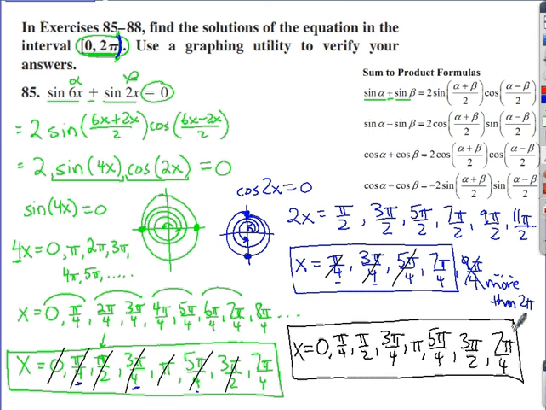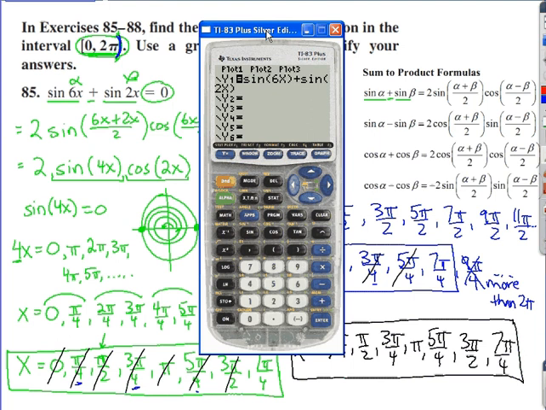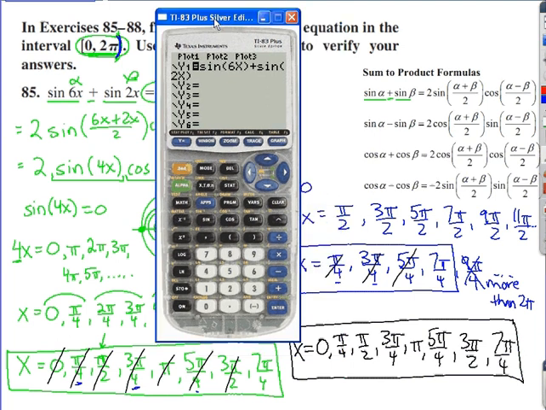Now with all this math on the board, I definitely want to verify with my calculator to make sure that this makes sense with the picture. And I've already graphed it for you. We check here, I've typed the whole equation in, the first equation, sine 6x plus sine 2x. And I'm going to show you the window settings from 0 over to 2 pi. Alright, and let's see what we find here.